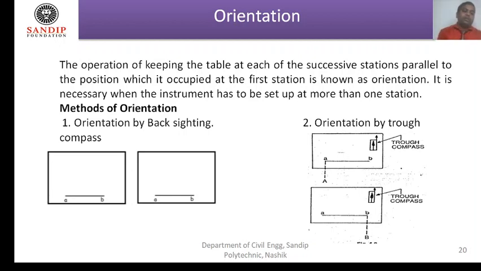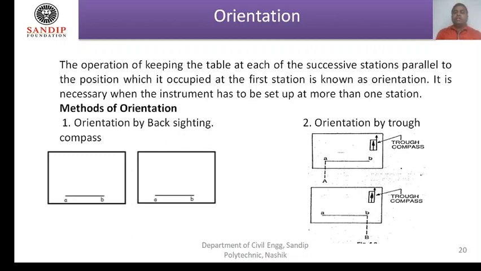Now we have to shift this plane table from A to B. After shifting from A to B, what do we have to do? We keep the alidade touching point B and then bisect the ranging rod at A. Let us see whether the ranging rod at A is visible through the alidade or not. If not, then we have to rotate the plane table till we get perfect bisection of the ranging rod at A. Whenever we get perfect bisection, we can say the table is oriented.